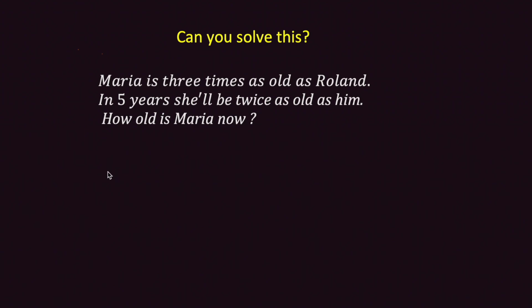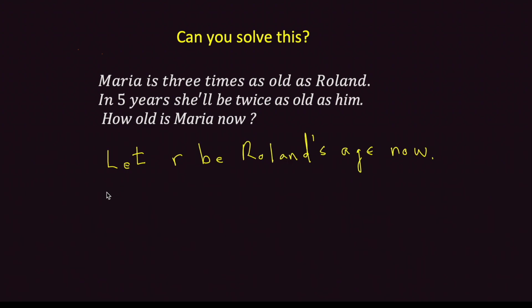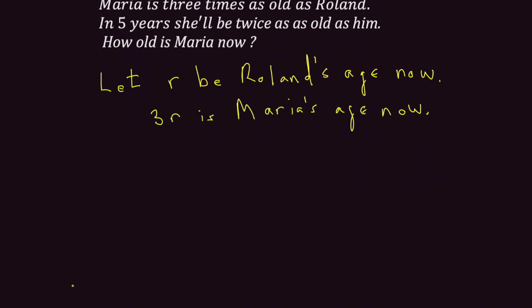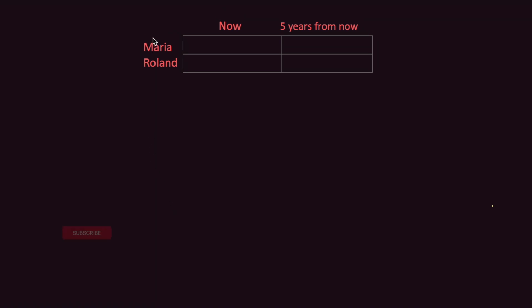Let's let R stand for Roland's age now. Then 3R must be Maria's age now. We'll use algebra to solve the problem, and the following table will be helpful. We said R was Roland's age.